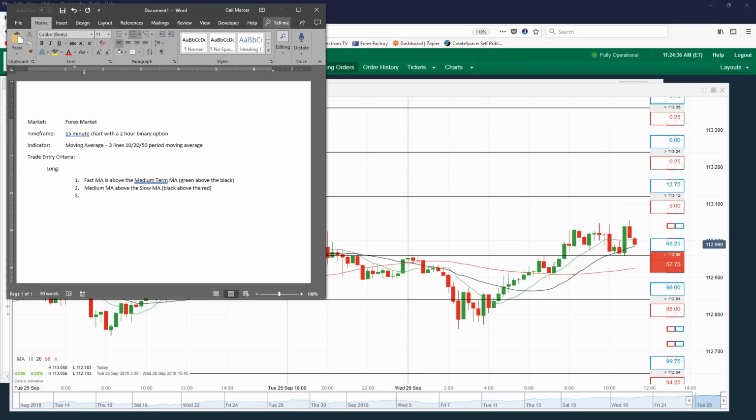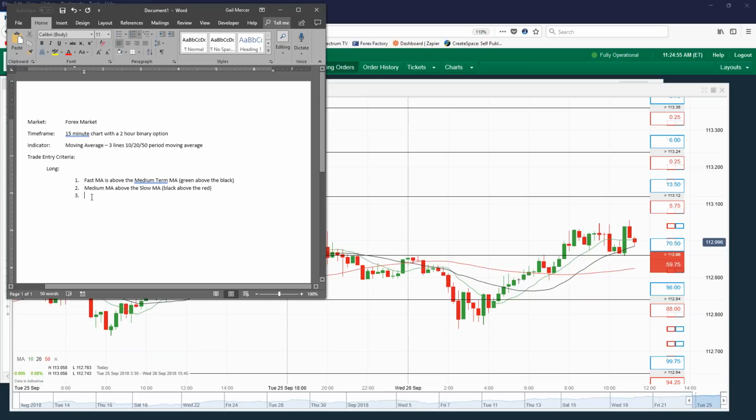Okay. Why do I put that in there? Because I'm a new trader, and I don't want to have to stop and think, okay, which one is this? I already know this is what it is. It's in my trading plan, so I don't have to worry about it.